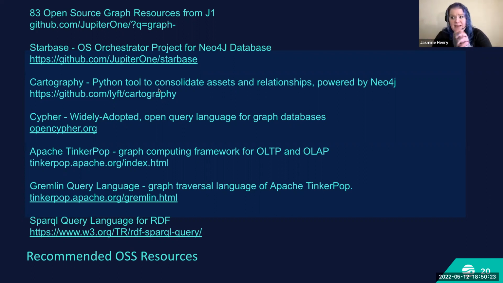We have 83 open source graph resources. We also have Starbase, which is an orchestrator and integration system that goes over Neo4j. If I was trying to do a graph for $0, and I was a decent engineer, that would probably be how I approached it.